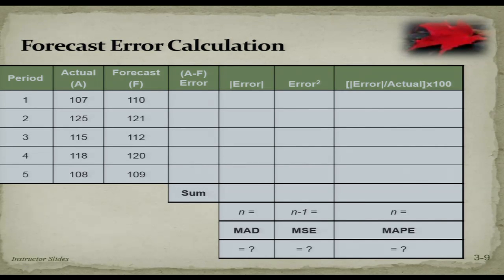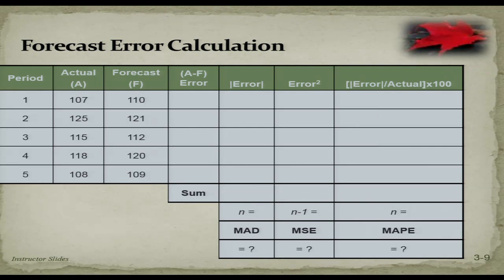This table already gives you the way to do that step by step. First, you need to calculate the error, which is actual minus the forecast. I'll ask you first one. For period 1, what is the error? -3. Great. Just plug them in, right? 107 minus 110 is -3. Similarly, you can get the forecast error for all 5 periods.